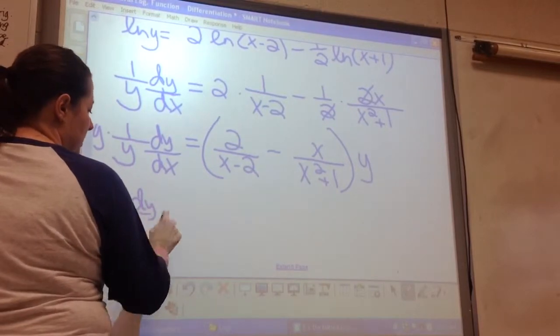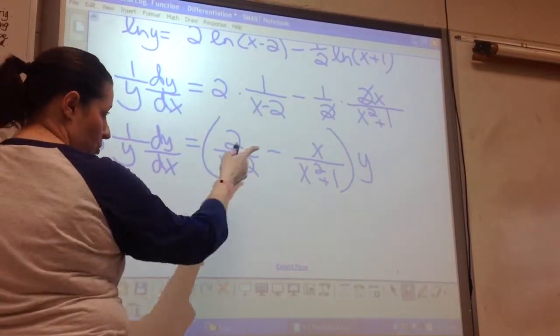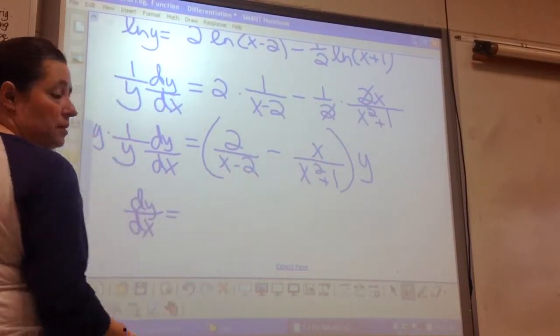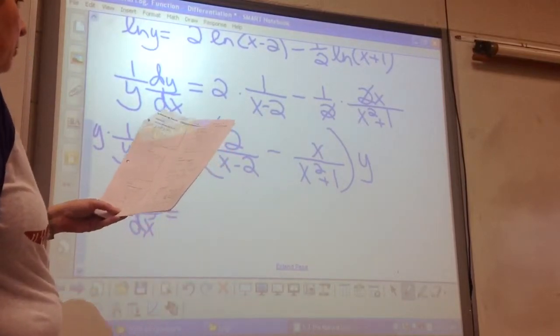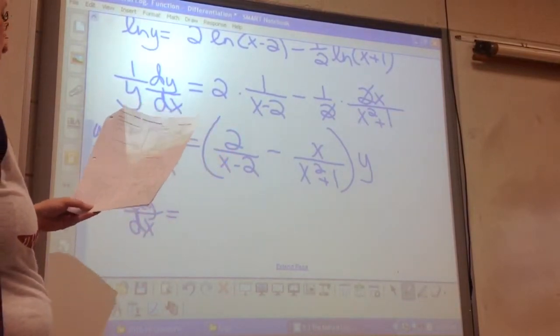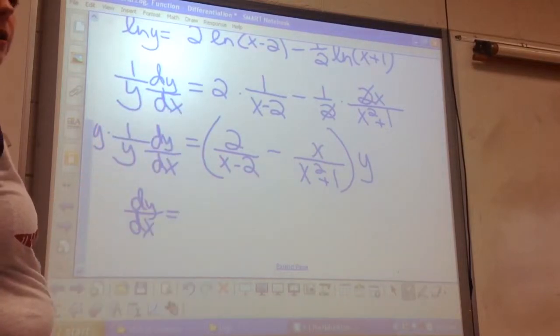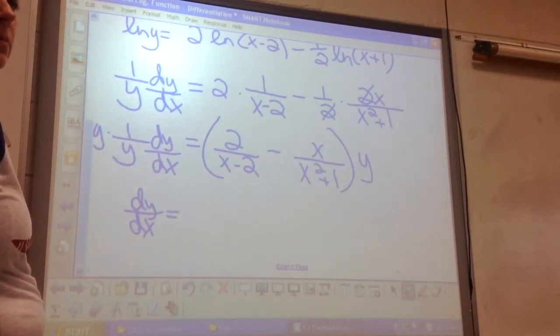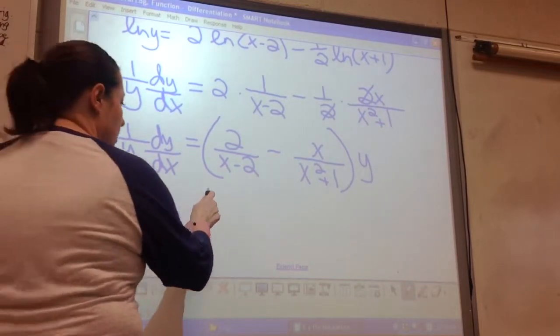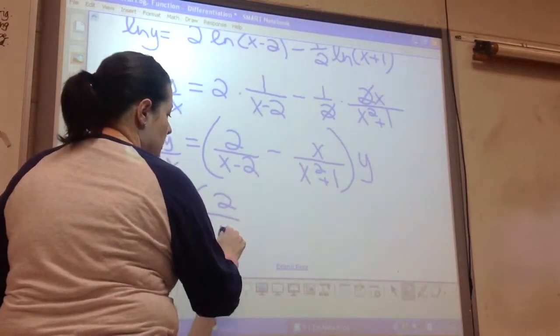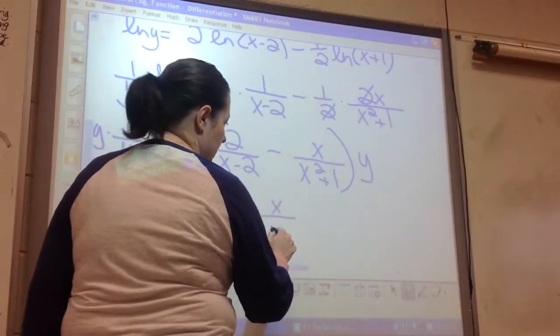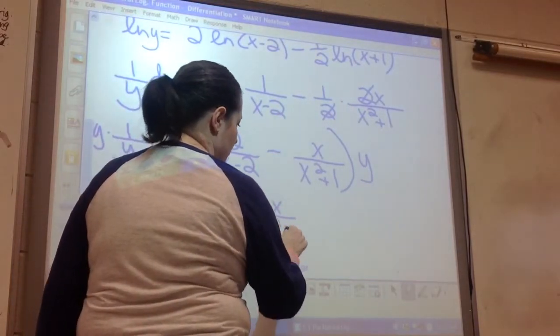So dy dx equals that, but I'm not going to copy all that down because I'm going to tell you what we're going to do with the y. What do you think we're going to do with that y? We don't need to distribute it. Do we know what y equals? Y equals the original problem. That's it. We plug in for y.